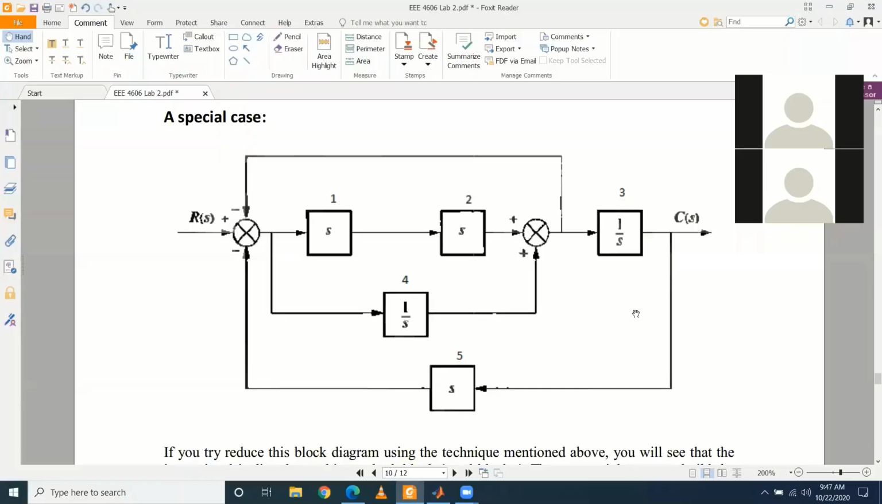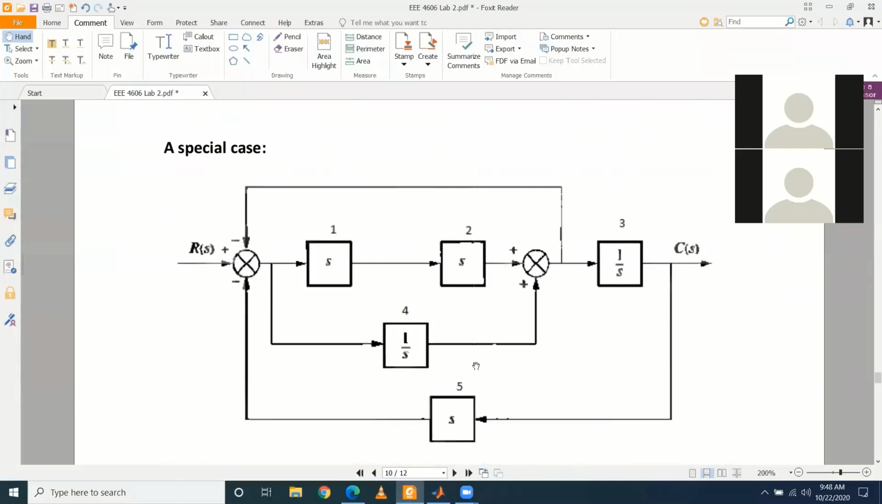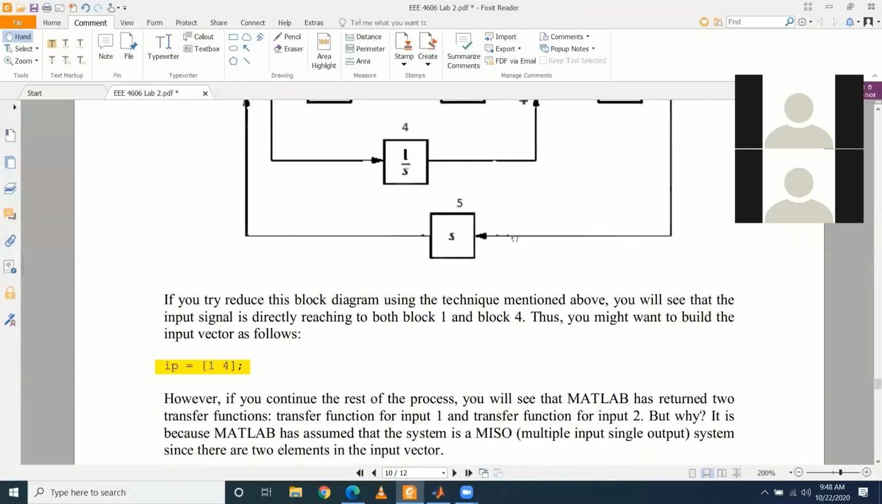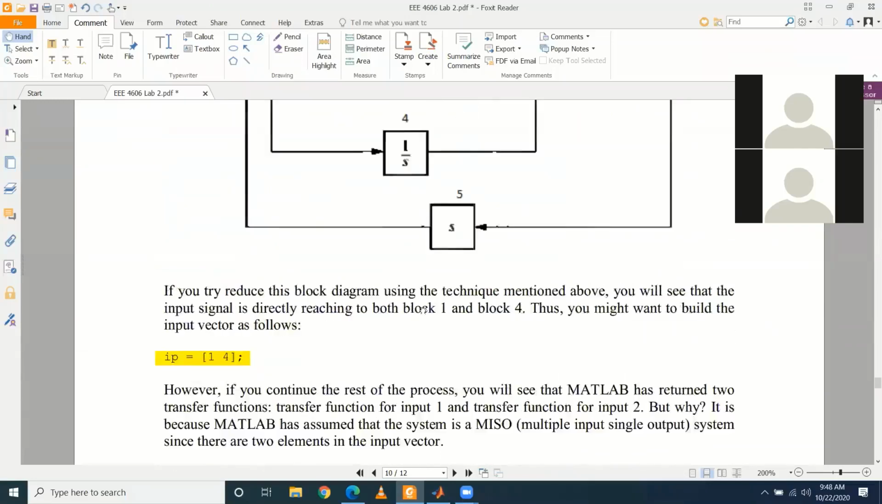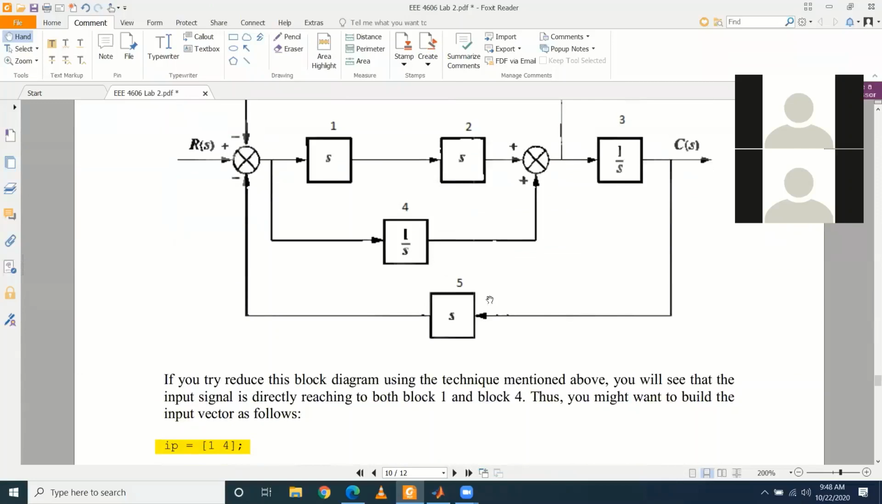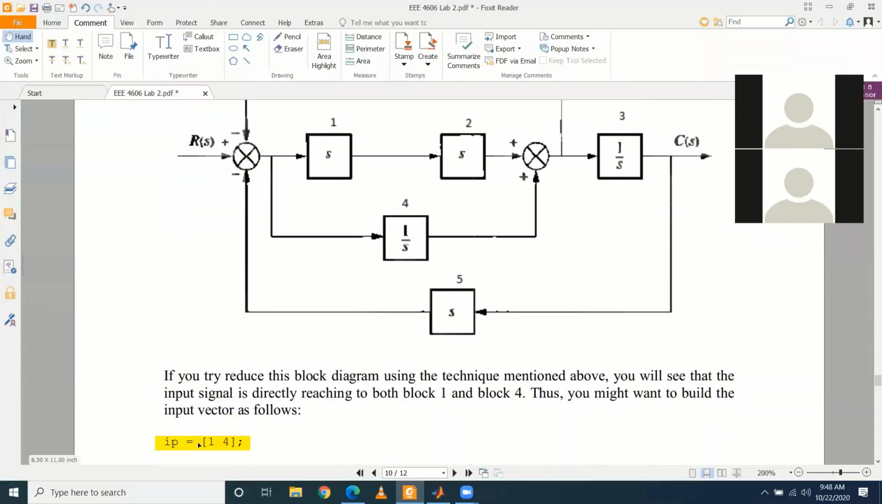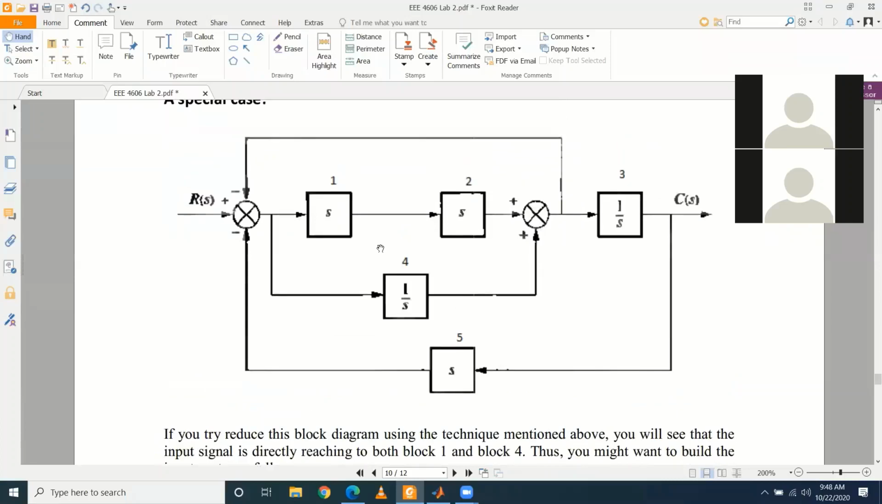Any questions about the lab task? Can you repeat the question? What was the lab task? The lab task is the block diagram that we have, the special case. Reduce this block diagram topologically, but without adding that extra block. Keep the figure as it is. Make the input a vector 1, 4 because it's entering 2 blocks, and then reduce this block diagram using the topological method. Is it clear?